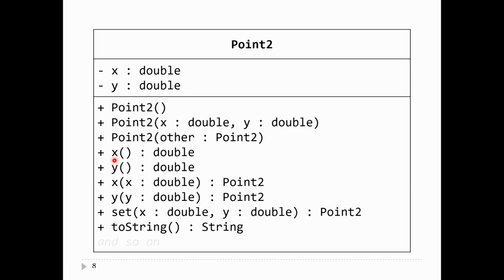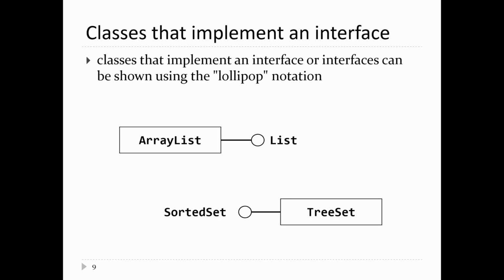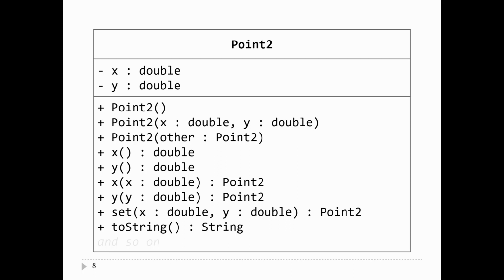We've got our two methods, x and y, so these are our accessor methods, right? So x returns the x coordinate of the point, y returns the y coordinate of the point. Right? There are our two mutator methods that change the point. There's our third one that changes both coordinates of the point, and there's toString. Right? So it's just a compact way to show the structure of a class.